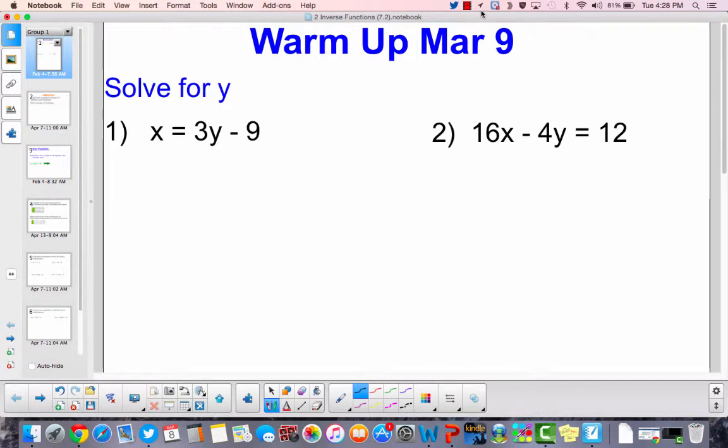Okay, take a few minutes and do these two problems for warm-ups, and then we'll talk about them. All right, so let's talk about them. We're going to solve for y.